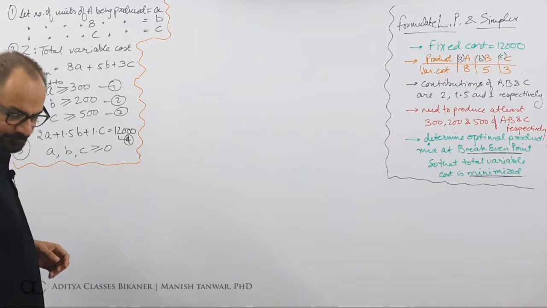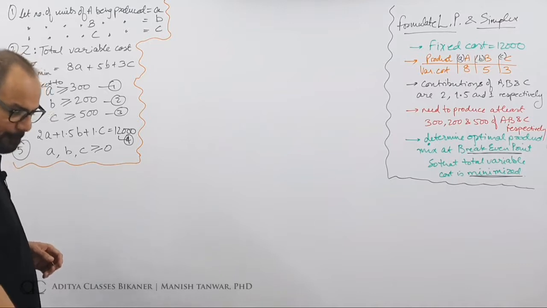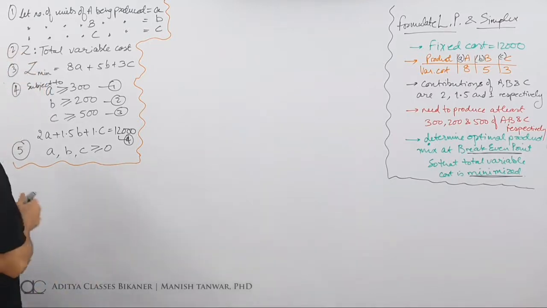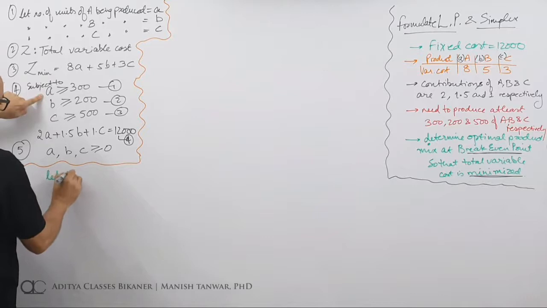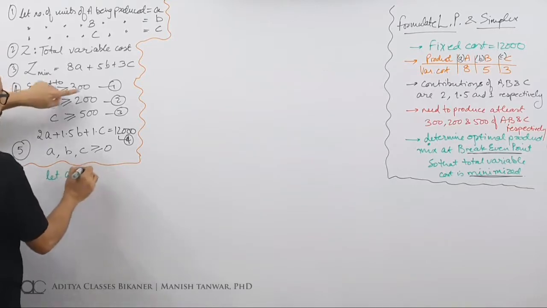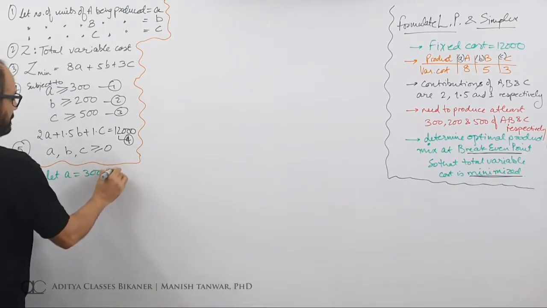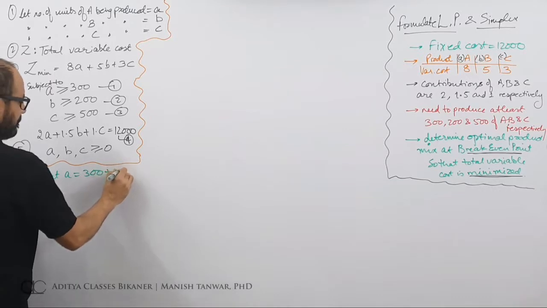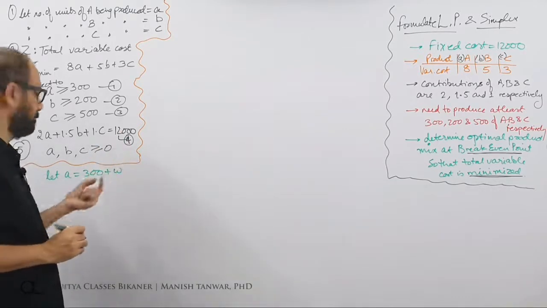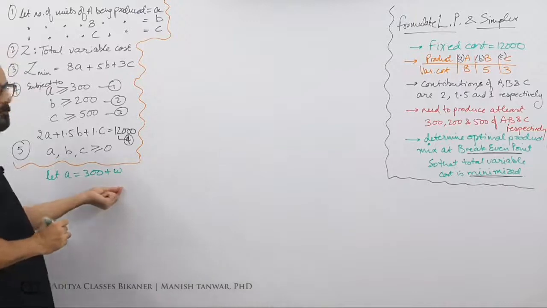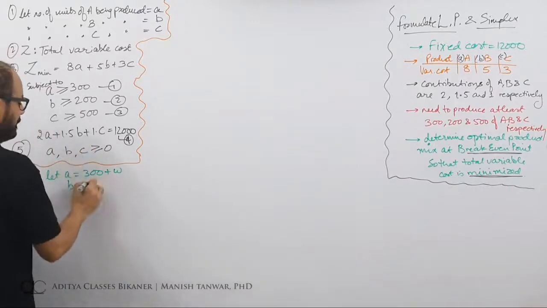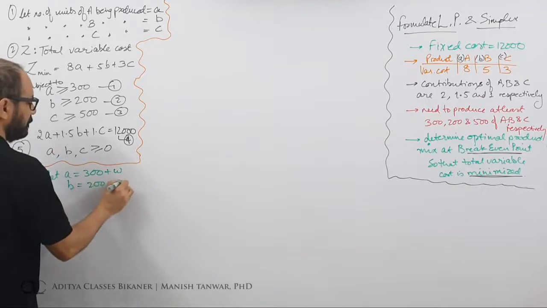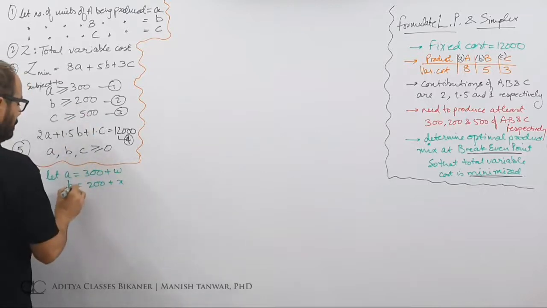What was that trick? Now that trick suggested that A is more than 300. So let A is equal to, it is more than 300, so I add something to 300, let it be W. A is 300 plus W. What about B? It is more than 200. Okay, 200 plus some X. What about C?